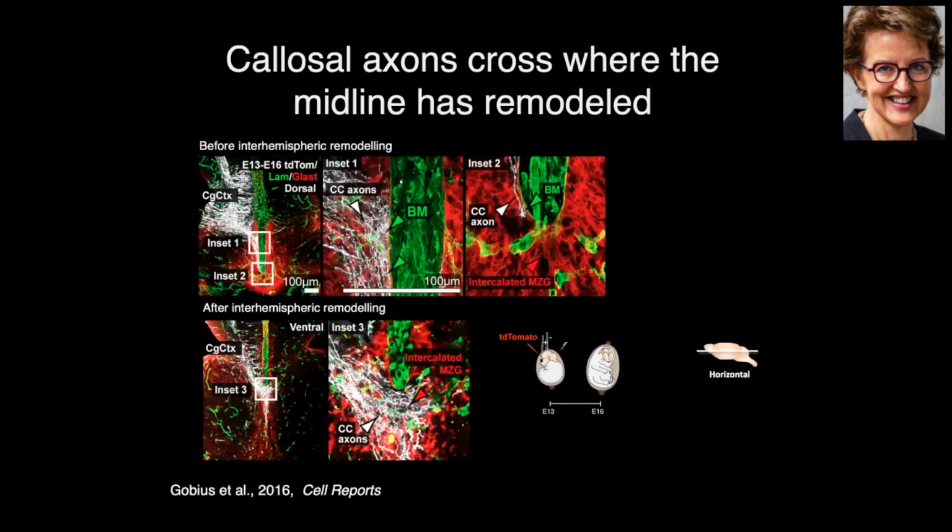By performing this experiment, we electroporated a construct to label the cingulate cortex here, which is where the very first pioneering axons of the corpus callosum arise. And these axons cross the midline only in the areas where the brain is fused together. They do not cross over here through the fissure until it's remodeled. So if the remodeling fails to occur, no callosal axons will cross the midline.